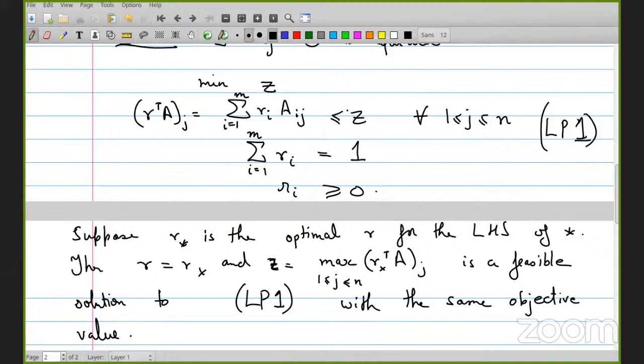So that roughly is the rule of thumb, that the dual is a combination of the original constraints. And the way you have to combine the constraints is in such a way that whatever new constraints you are generating, they all should be valid. There should be consequences of the original constraints.